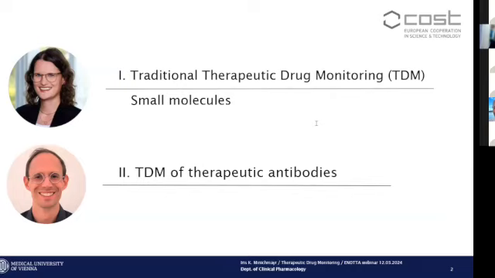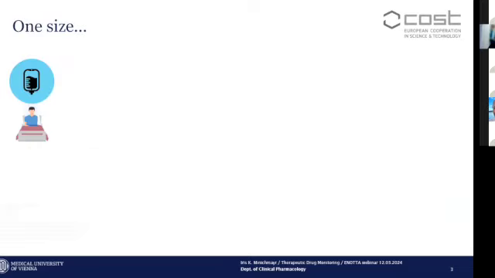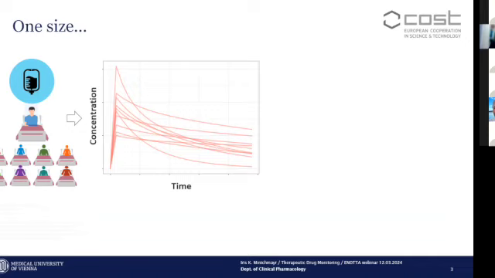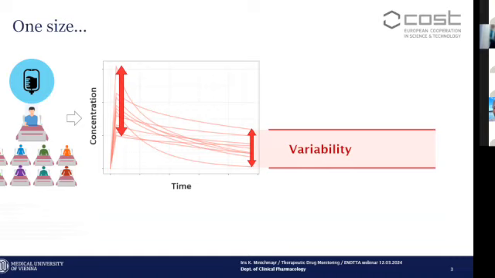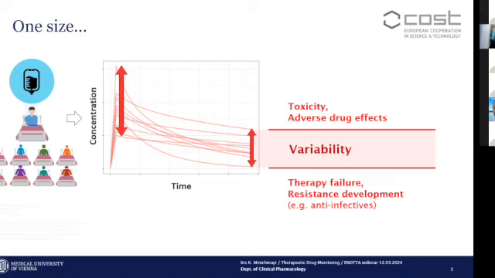We will delve into the TDM of therapeutic antibodies, along with advances in TDM to improve antibody therapies. So why TDM? Because one patient is not like the other, and one dose commonly does not fit all. When we administer the same dose to different patients, we will likely observe variability in the concentration time profiles between the patients. And this variability can put some patients at risk of toxicity, while others may face therapy failure.